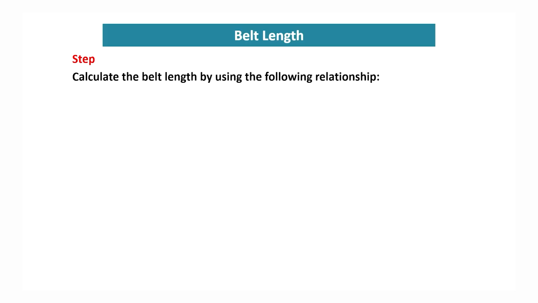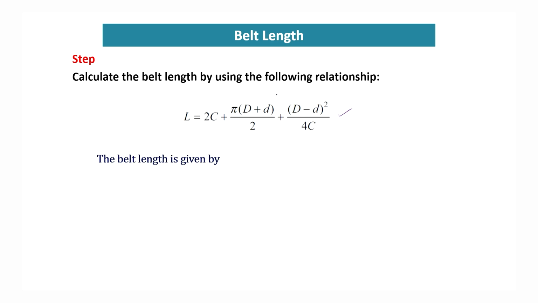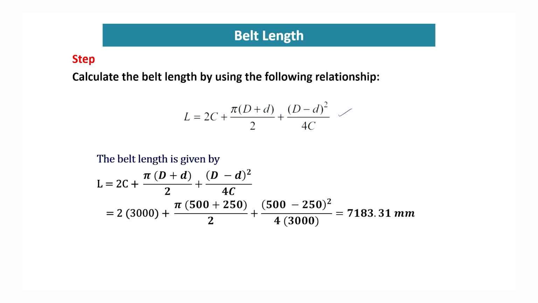Now, the length of the belt. Calculate the belt length by using the following relationship. The belt length is given in terms of the center distance, the bigger pulley diameter and the smaller pulley diameter. Substituting these values, we got the length of the belt as 7183.31 mm. Now, minimum pulley diameters for given belt speed and belt plies. The belt velocity obtained is 18.85, and the diameter of the smaller pulley is 250 and the bigger pulley is 500.